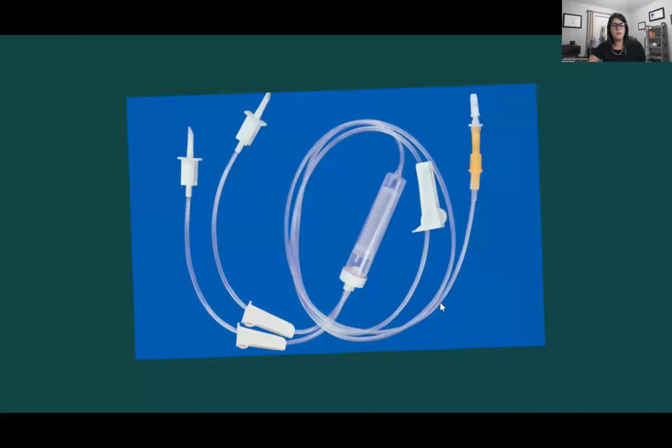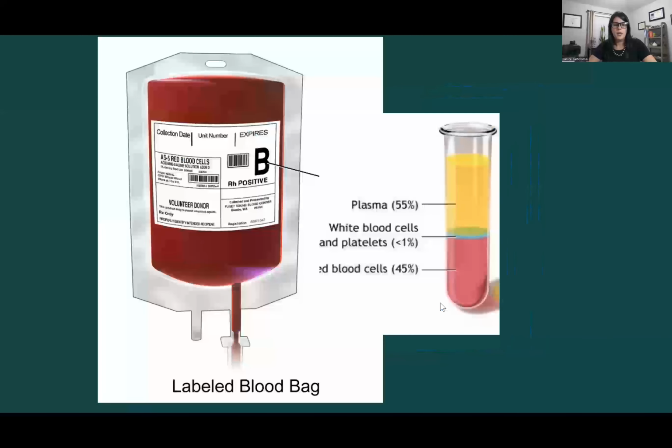Here is a look of how the tubing looks. It has 2 spikes, one for saline, one for blood. It goes through the filter and then through the pump and then to the patient. Your blood will have a big label that basically covers all the information of your patient, their date of birth, their type, their RH factor, when it expires, when it was taken out of the refrigerator, and all of that needs to be double checked, scanned into the MAR and all of it, okay?